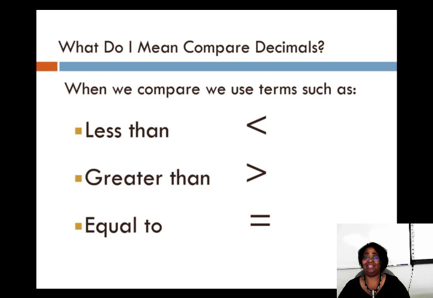Now, there is a strategy to remember the difference between the symbols for less than and greater than. Anybody got a strategy that they want to share? How do you remember which one's less than and which one's greater than?